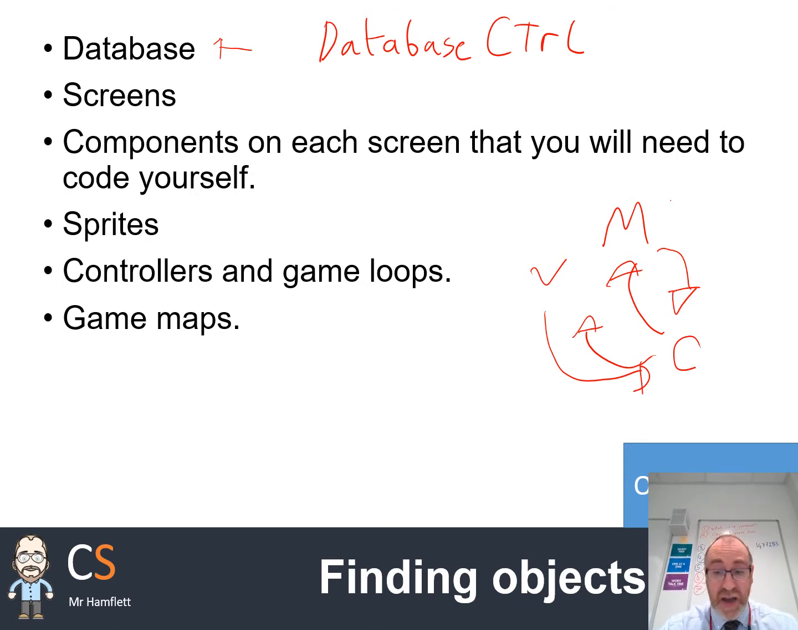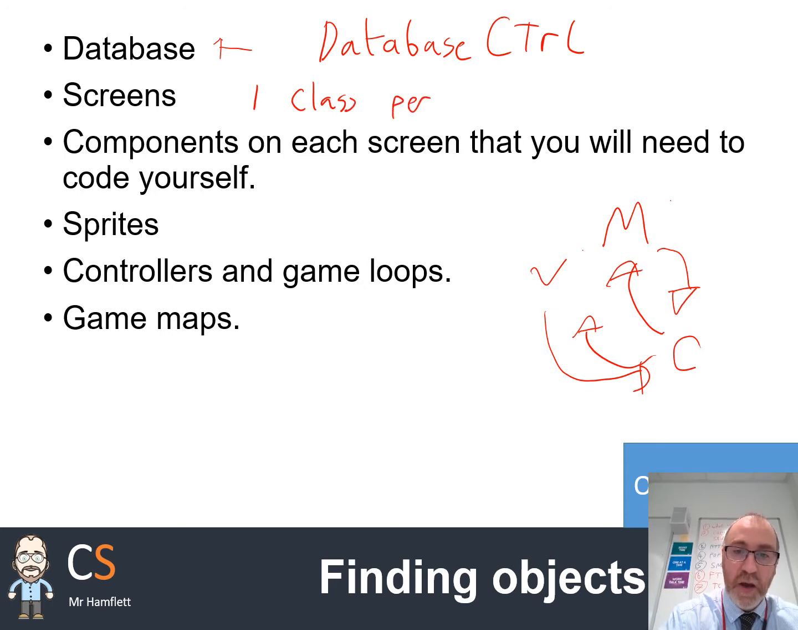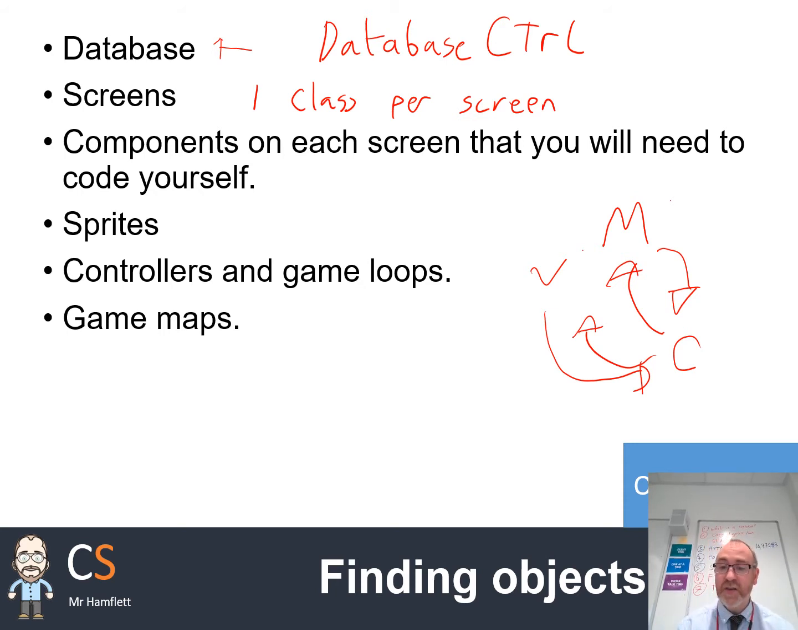Every screen should have its own class. I can't stress that enough. So one class per screen. That is really good design practice, because if every screen has its own class, they become independent of one another. So you can design them and create them separately, and then eventually link them up to the controller. It's very common to do that.